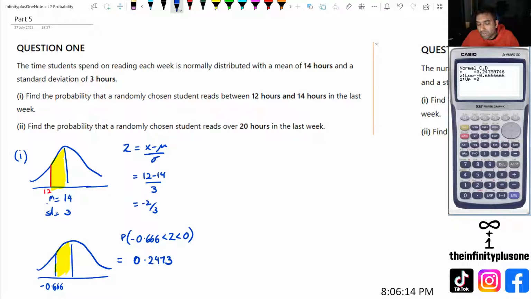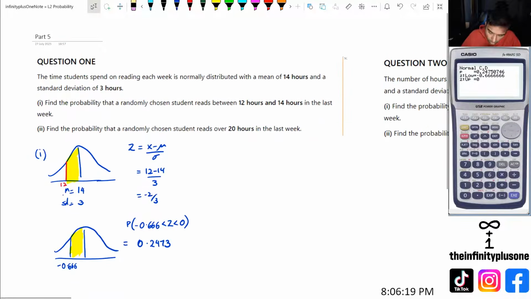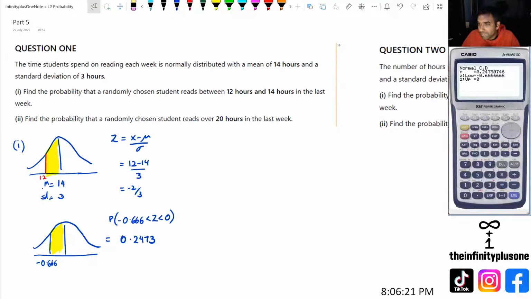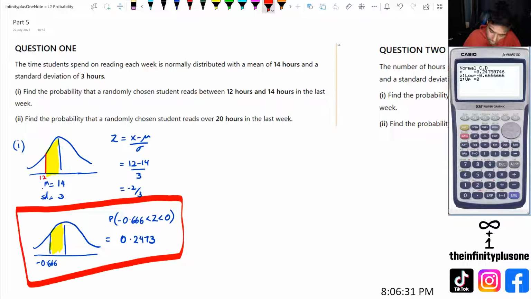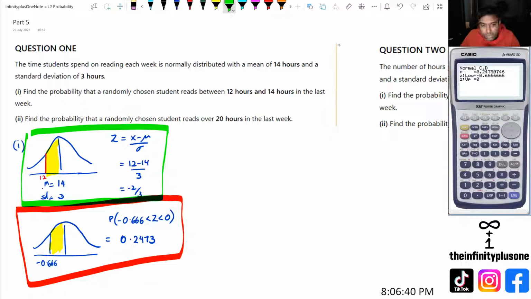So another way you could do this, if you don't want to do all this Z part and everything like that, is just grab the Z values from here, draw the diagram, and then do the bottom part of this question. So basically, I would skip whatever I've done here in the pink box, maybe keep the green box, and go straight to the red box and show just that as your working out.